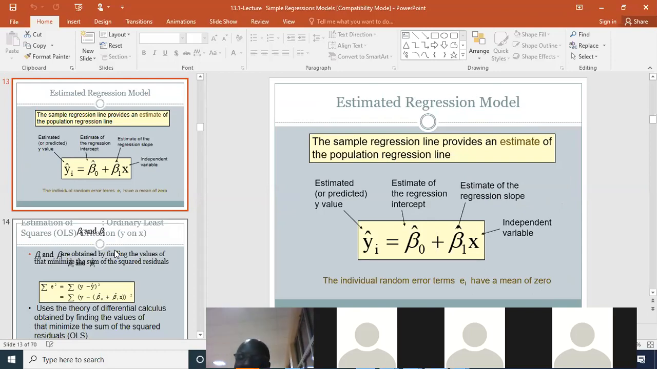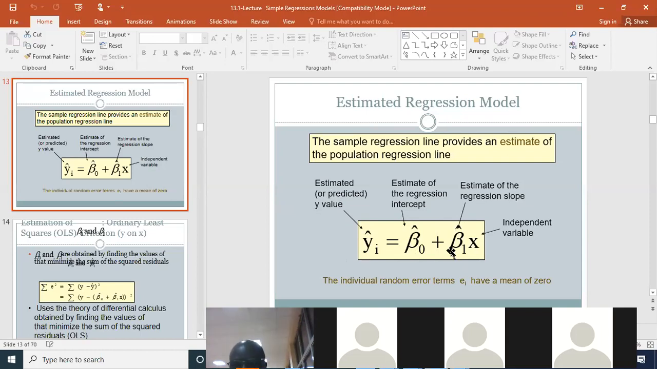This is the estimated line for y on x, now denoted by y cap. Y cap is the estimated y value for given values of x. See, this x is not estimated, it is given. Beta cap is also estimated. Beta cap naught is also estimated. The same principle is true for x: x cap is equal to alpha naught cap plus alpha 1 cap y.